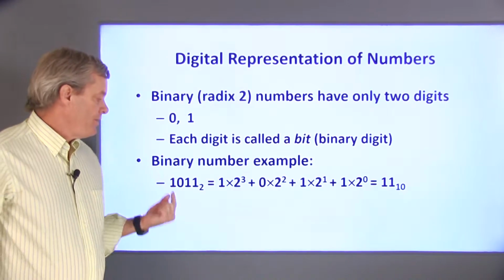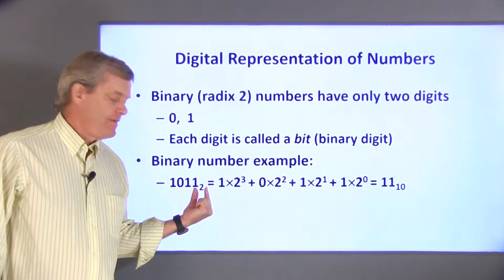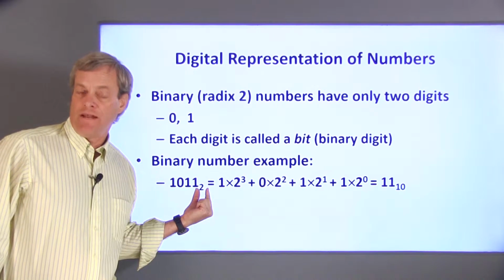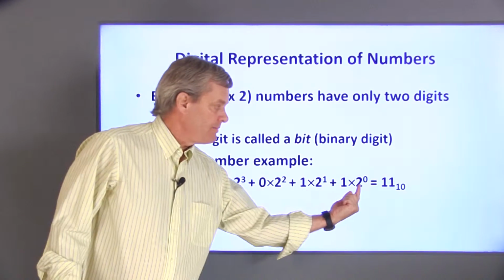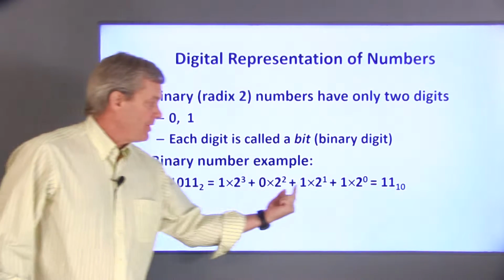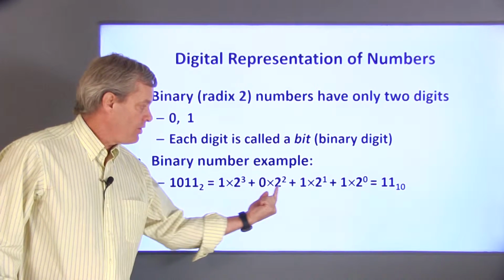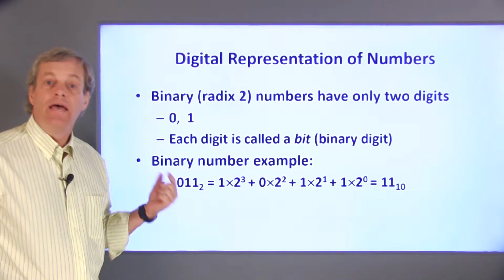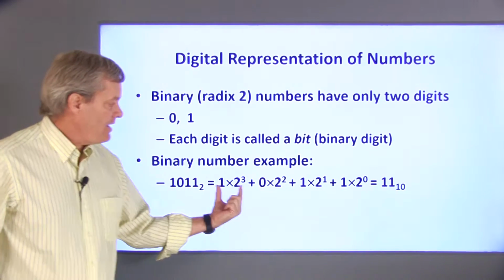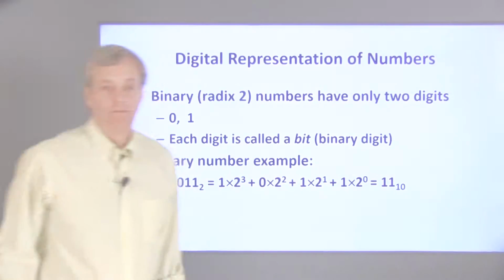As an example, the number 1011 in base 2, where this subscript is used to denote the radix of a number if there's any possibility of confusion, is 1 times 2 to the 0th, plus 1 times 2 to the 1st, which is this position, plus 0 times 2 squared, plus 1 times 2 cubed. In base 10, this is 1 plus 2 plus 0 plus 8, or 11.